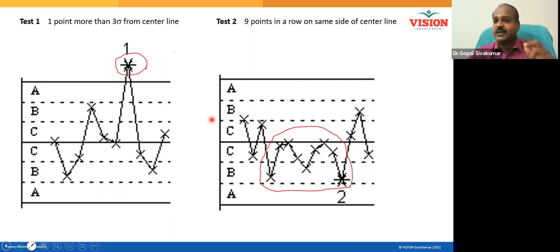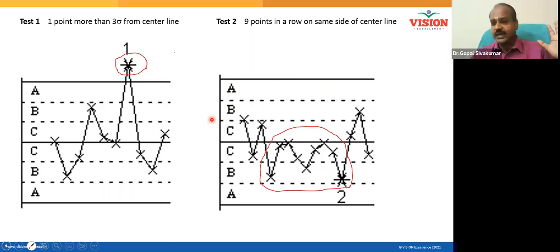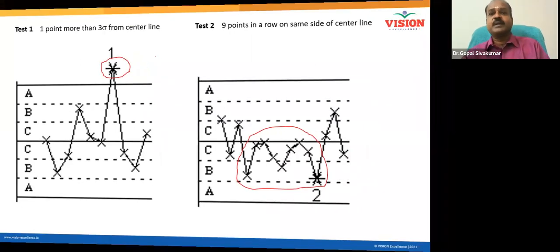In my opinion, if everything continuously falls below the center line, it is something against nature. I want to know what is that something. Clear? Now, third point. What is the problem here?